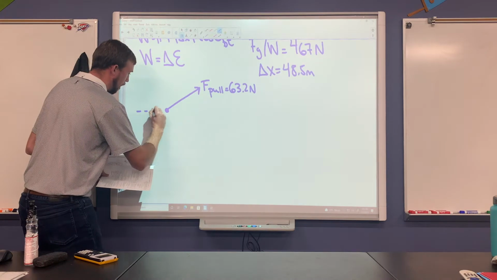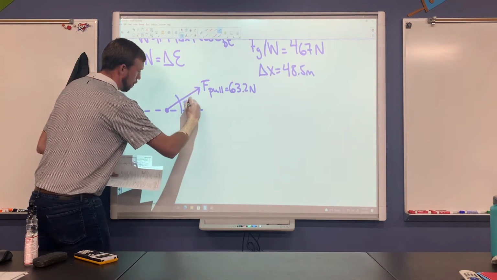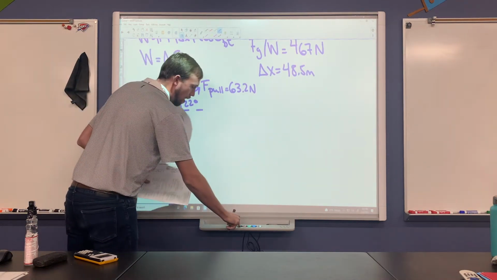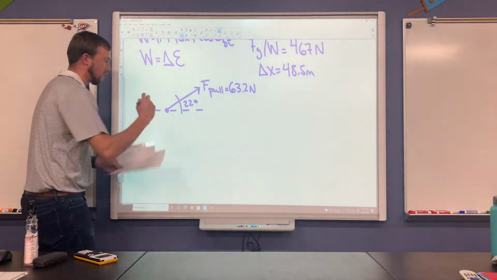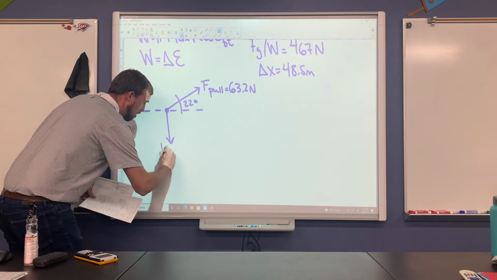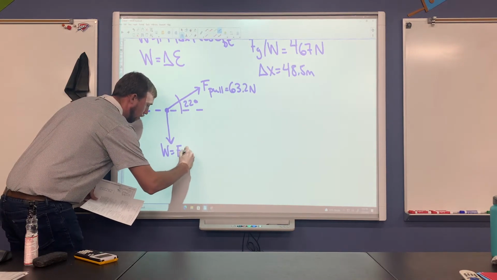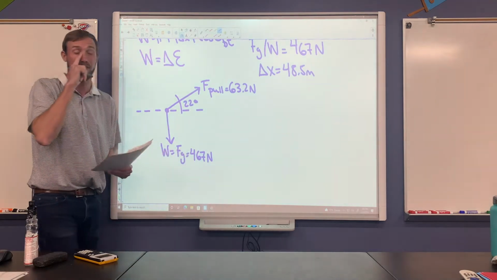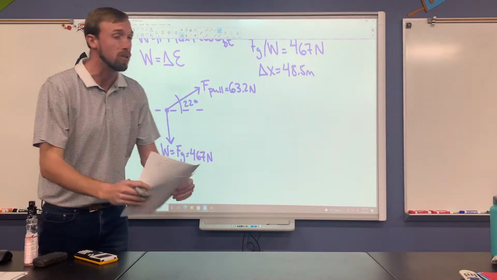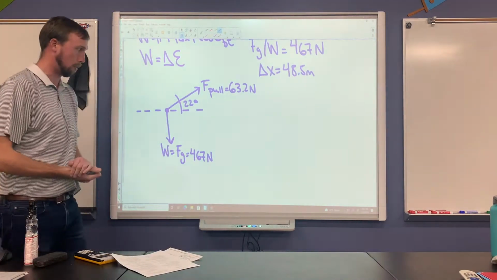So I'm going to assume the ground is right here, and that would be 22 degrees. Now, we were also told that there is the weight of the sled, 467 newtons. That would be the sled's weight, or the force of gravity on the sled, that's 467. Again, just because we're given that force doesn't necessarily mean we're going to use that value. We want to pay attention to what it represents.